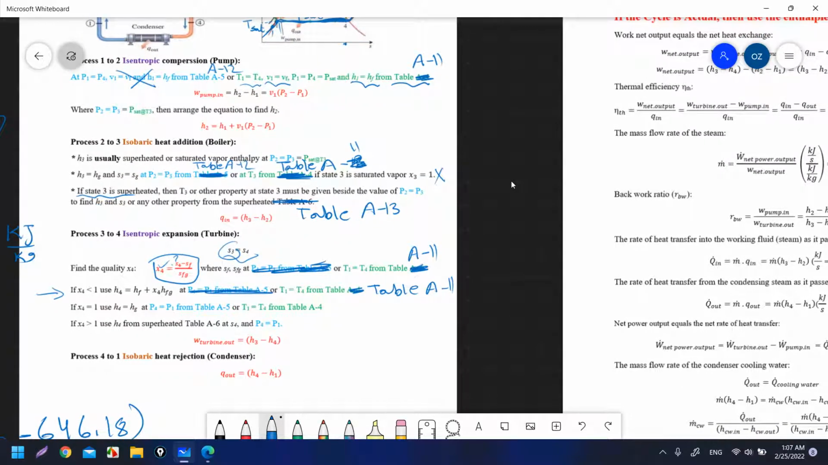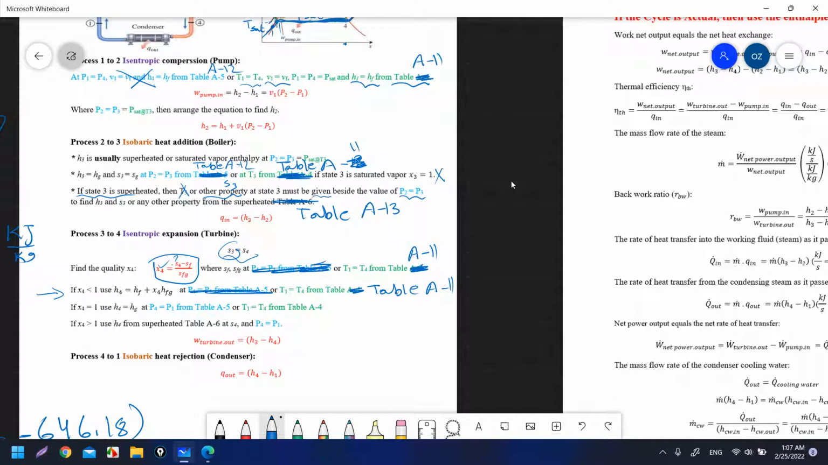Then using S3 with the pressure P2, as you can see here, we don't have T3, so we need the other property, which is S3. It must be given, or you can calculate it, besides the value of P2 equal to P3. So I will change this: not only given, you can calculate it. The one given was the quality, which helps you find S3, which is equal to S4. So P2 equals P3.